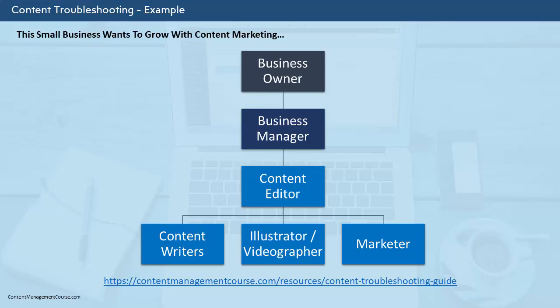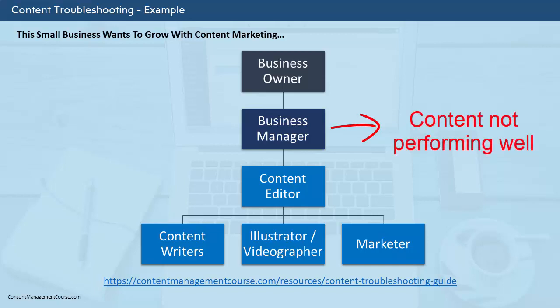A few months down the track, your manager informs you that the content is not really performing too well in terms of generating new leads, increasing engagement, and improving conversions. And your content team also tells you that they've run out of content ideas and that their content pipeline has run dry.